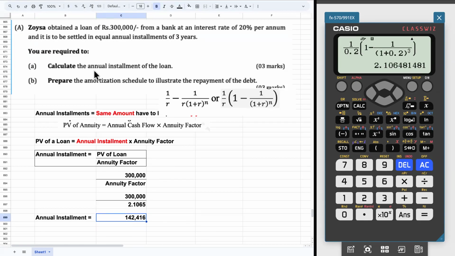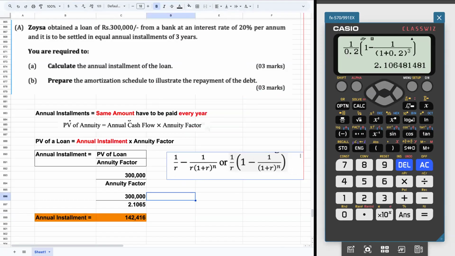142,460. That's a decimal, but we can round it off to 142,416 also. This is going to be your annual installments. It means you are going to pay for 3 years continuously. Every end of the year, you have to pay 142,416, 3 times, because it is going to include the interest amount as well as your loan amount also.